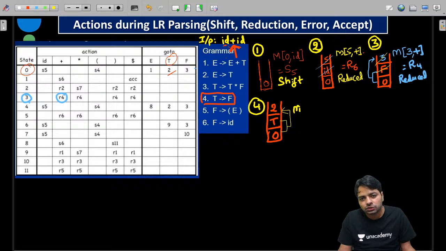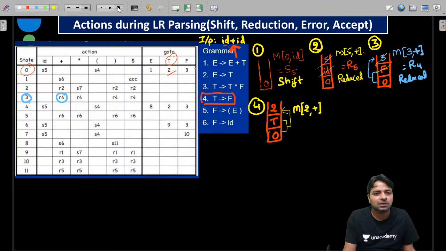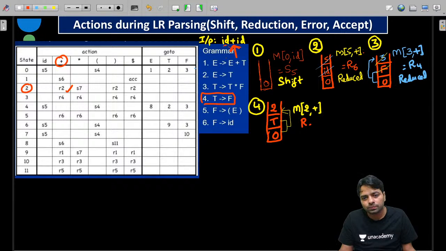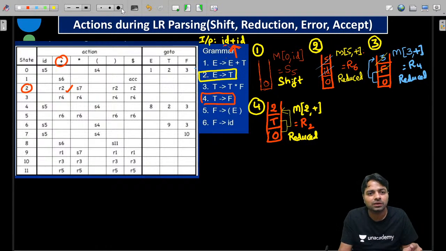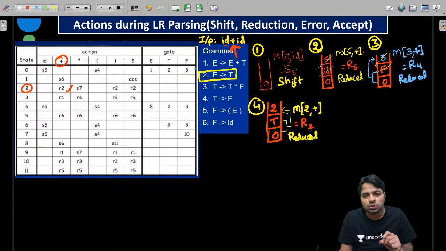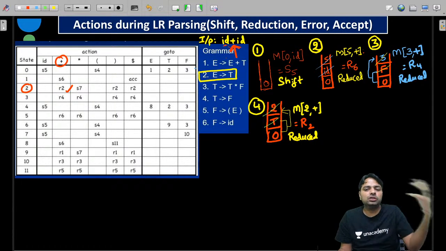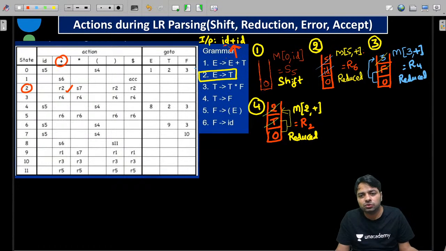Now we have to go back to 2 comma plus. Now start again. 2 comma plus is R2, and it is a reduce action. And whenever reduce, you need to perform 3 things. This is the R2, guys. That is 2 times of RHS, so 2 symbols will be popped, and you push LHS. You will understand when you do it.